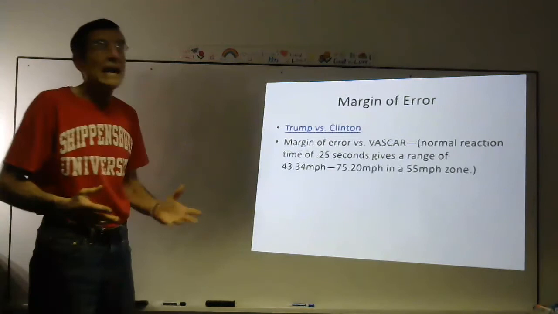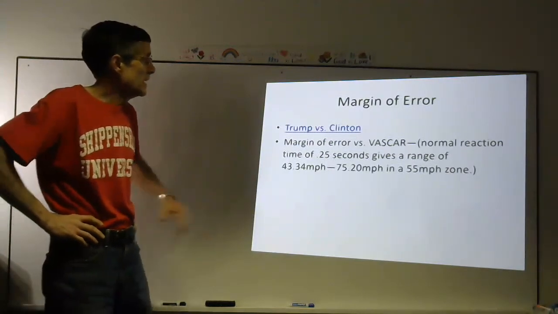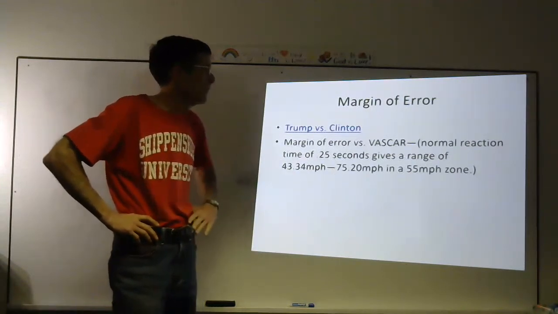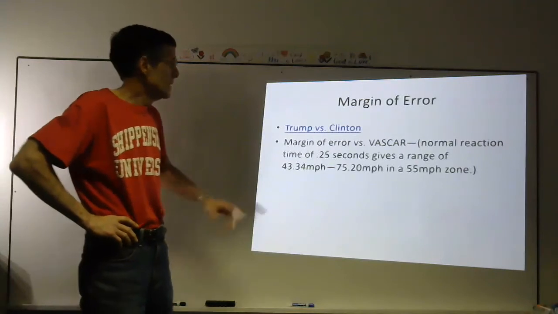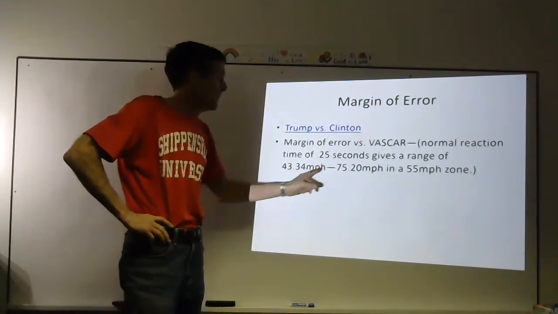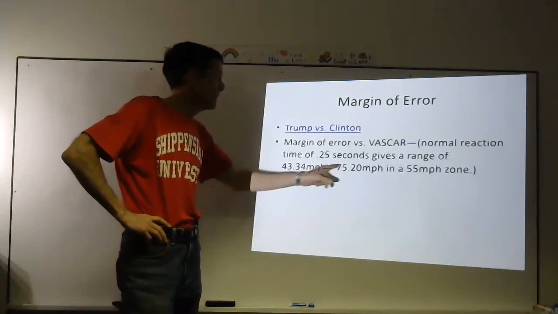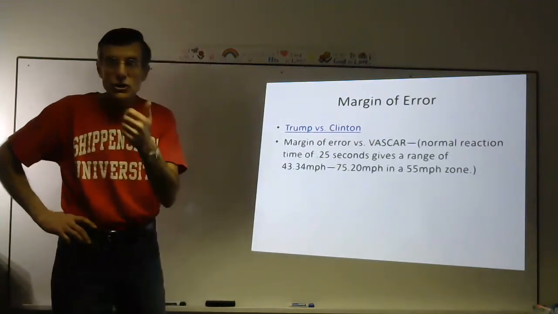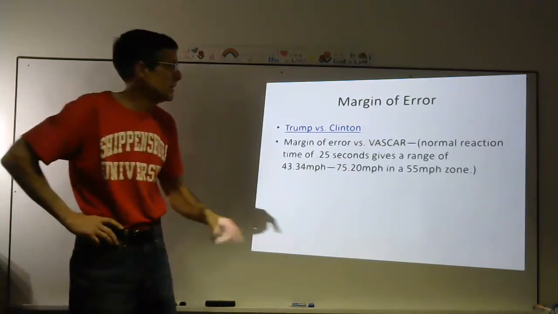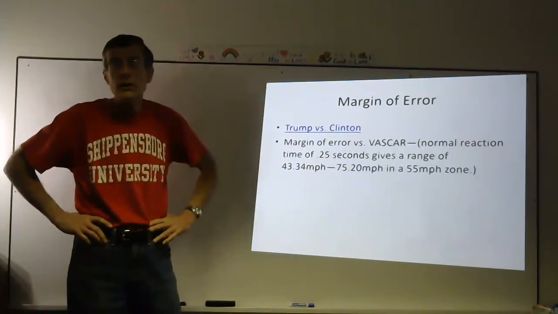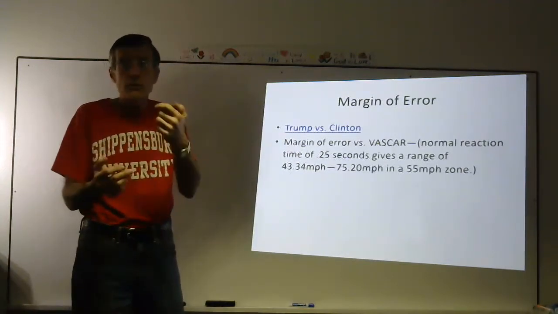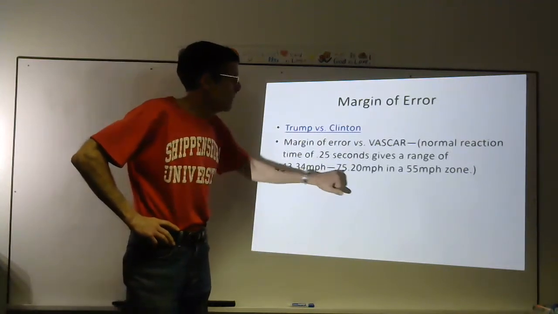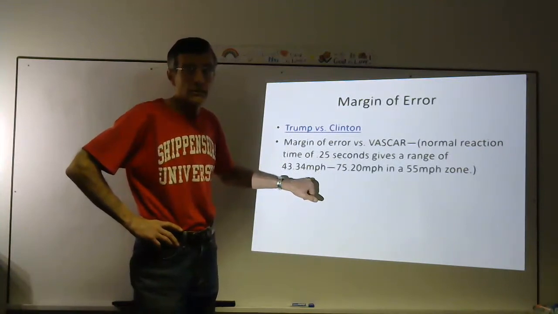But if you do the math, and if you even give him a reaction time, normal reaction time of 0.25 seconds, okay? In a 55-mile-an-hour zone, the margin of error is so big. Look at that interval. He could say, just from his reaction time alone, pushing the button, that you were traveling 75.20, and he's trying to do the best job he can. He just screws up with his finger pushing the button, okay? Margin of error is much, much, much too big, okay?